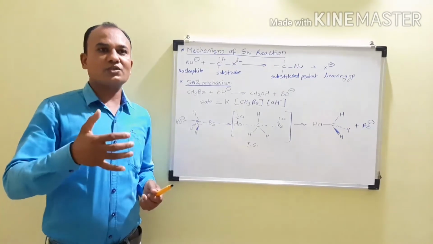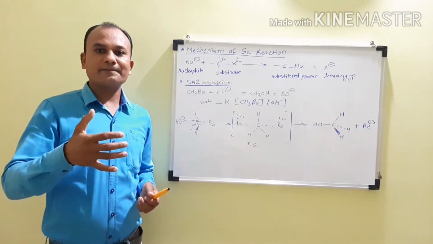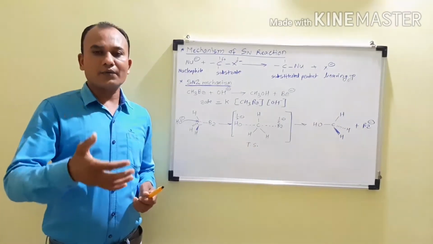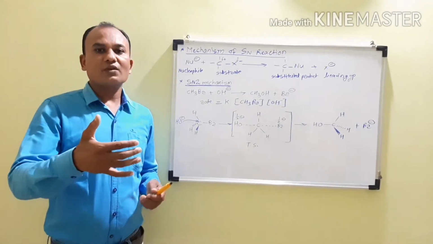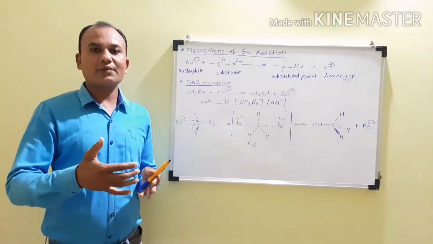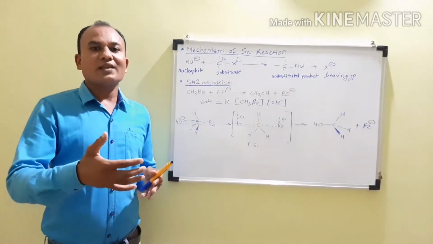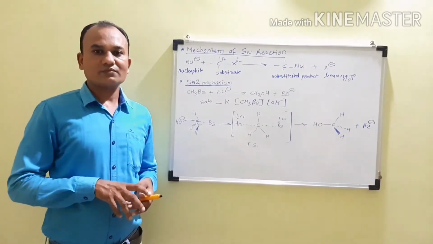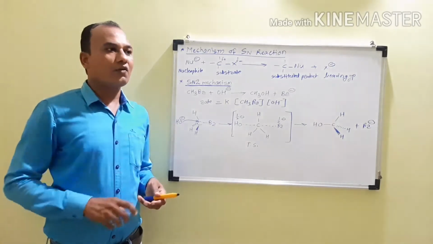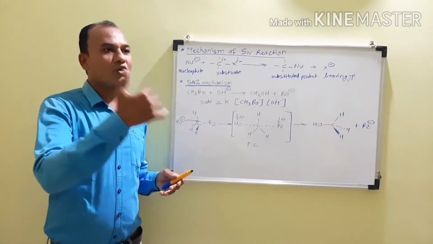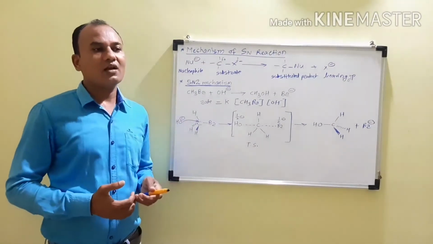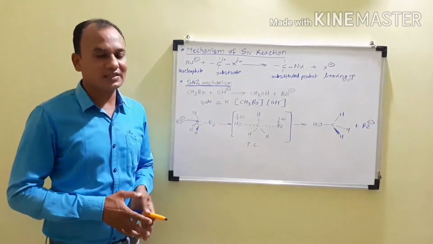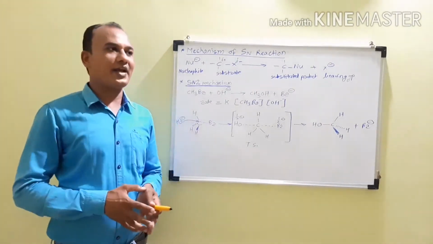Now, do these two processes, bond making and bond breaking, take place simultaneously or one by one? Do they take place in a single step or in a number of steps? The description that we give of how the product is formed when the nucleophile attacks the substrate is nothing but the mechanism of that reaction.